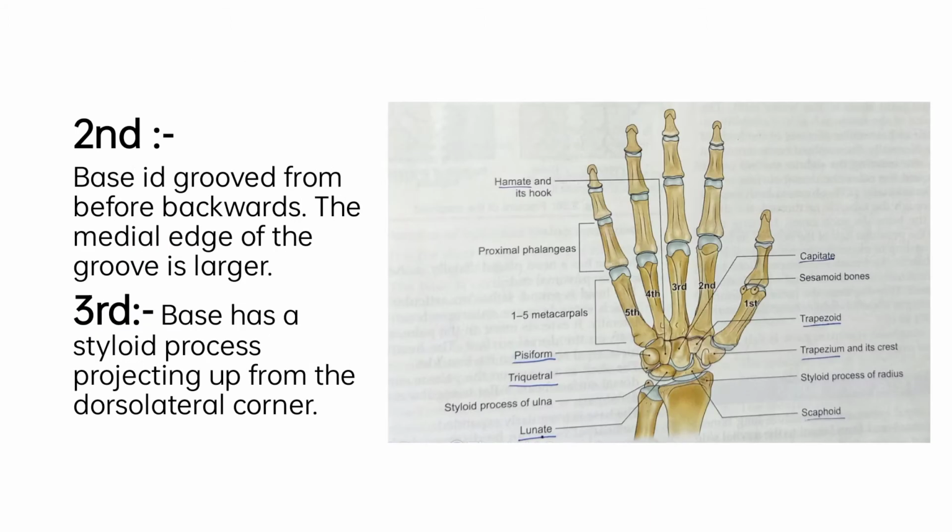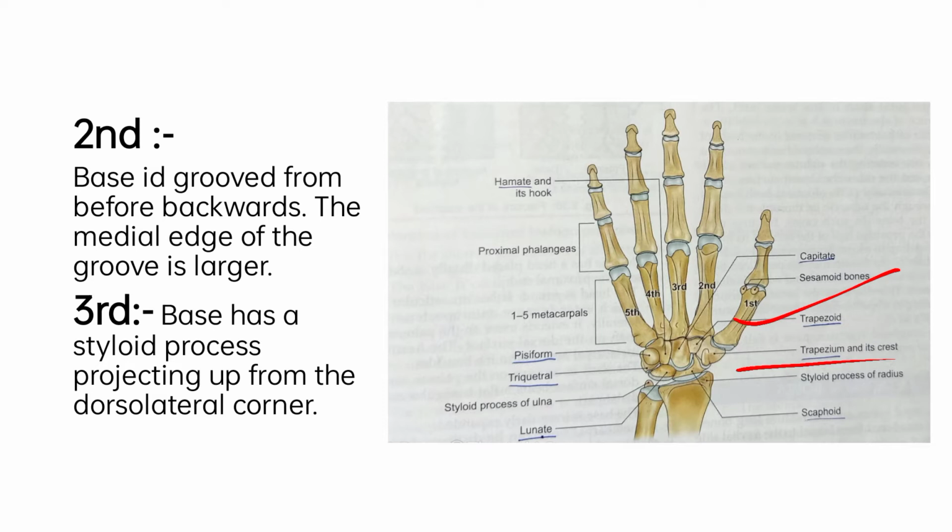Now, as you can see here, this is the first metacarpal. Here it is the trapezium, right? So the base is occupied by a convexo-concave articular surface for the trapezium. See, this is the bone trapezium. Alright, so it articulates with the trapezium. The dorsal surface of the shaft is uniformly convex. Because the palmar surface is concave, the dorsal surface is convex.